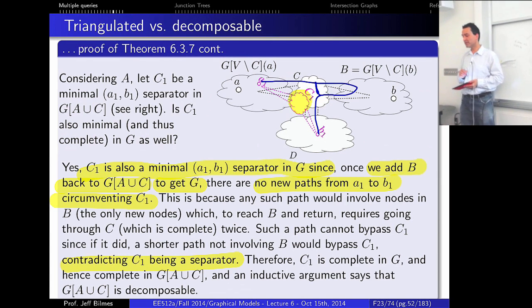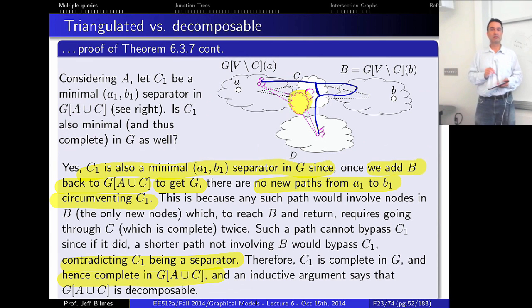So therefore, this must mean that C1 is complete in G. Right, because that means that C1 is a minimal separator in G, and all minimal separators in G are complete. So C1 is complete in G, which means that it's also complete in this subgraph. And then since A1 and B1 are arbitrary, and C1 is an arbitrary minimal separator, it must mean that.